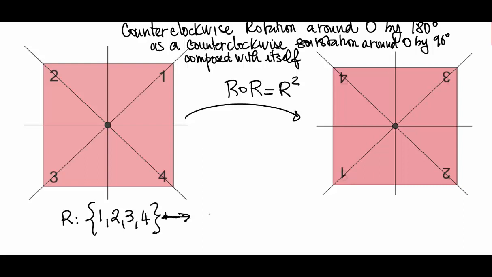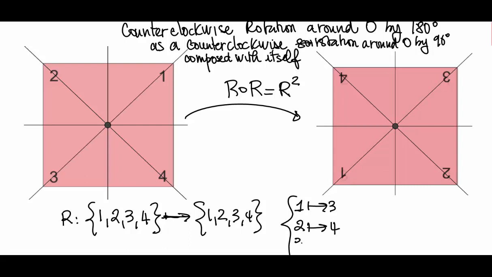And R squared can then be regarded as a function which takes the set containing the numbers 1, 2, 3, 4 to the same set. Notice that the first vertex is now located in the third corner. The second vertex is now located in the fourth corner. The third vertex is now located in the first corner, and the fourth vertex is in the second corner. So we can think of this map R squared as this function which we just represented here. That's another symmetry, obtained by composing our first rotation with itself twice.